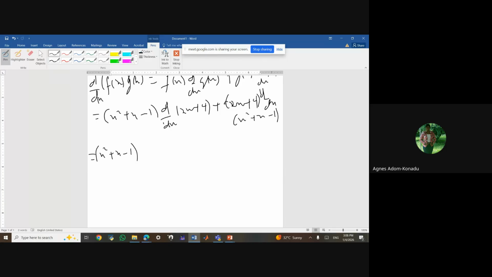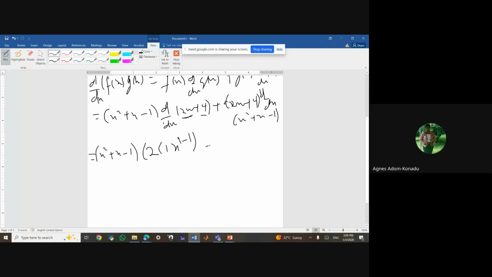By what we learned, we know that by the sum rule I can differentiate 2x, then I'll differentiate 4. When I differentiate 2x, I was told that I can bring the constant out, then I'll differentiate x. When I differentiate x, I'm going to get 1 times x to the power 1 minus 1. So that's the differential of this. Then when I differentiate a constant, I'll get 0.